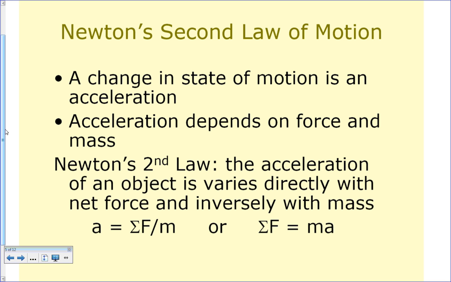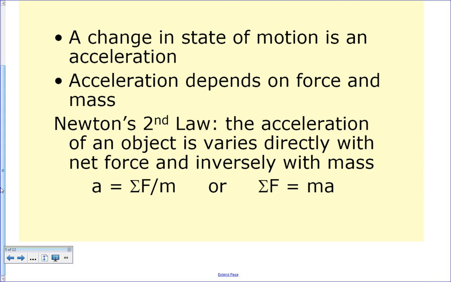So Newton figured out this relationship, and it became his second law of motion. It says that the acceleration of an object varies directly with net force. That means the more force you apply to an object, the more it's going to accelerate. And inversely with the object's mass, which means that if you apply the same amount of force to an object that has more mass, it's not going to accelerate as much. So mathematically, what that looks like is acceleration is equal to net force divided by mass.